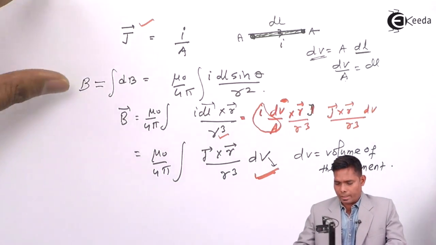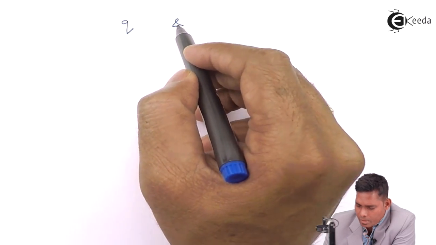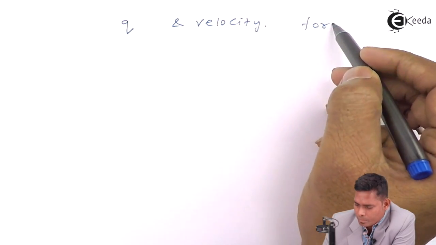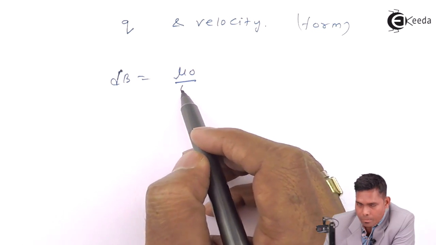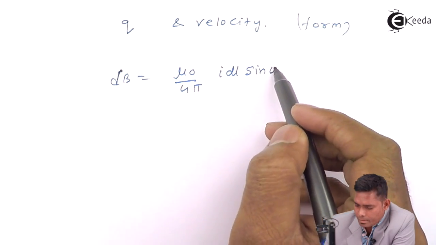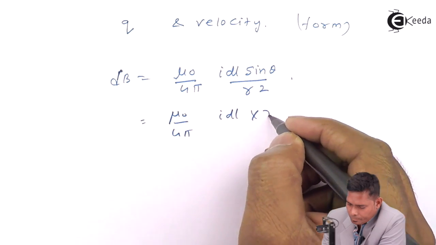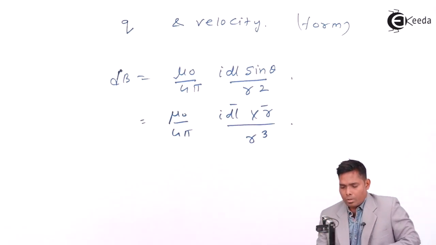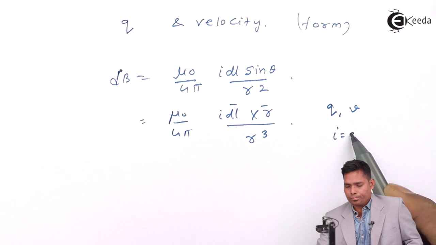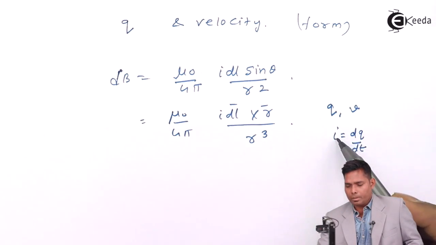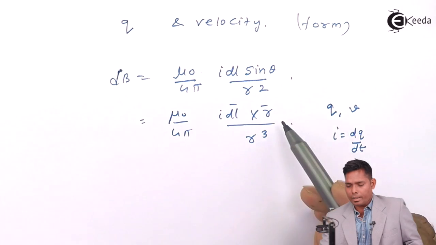You have another form also, like you can express this Biot-Savart law in the form of charge and velocity, in the charge and velocity form. The dB is mu naught by 4 pi, I dl sin theta upon r square. In vector form, we have mu naught by 4 pi, I dl cross r divided by r cube. Now I want to introduce q and velocity in this expression. I is dq by dt.